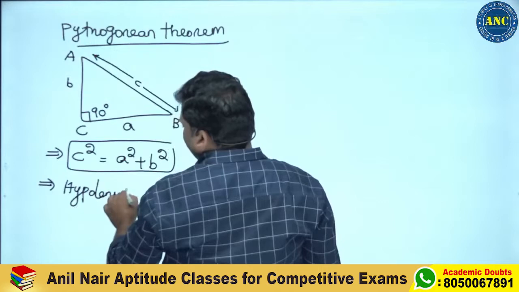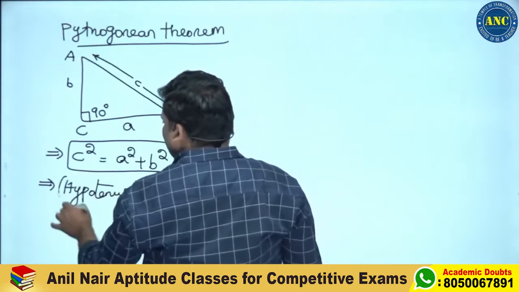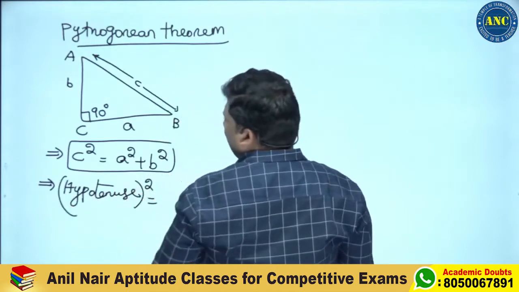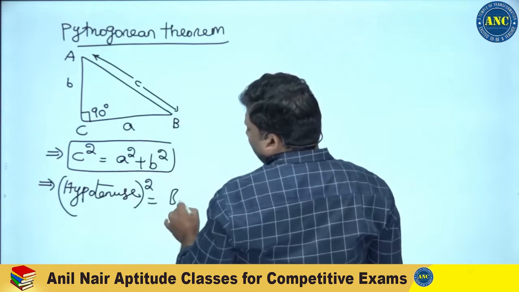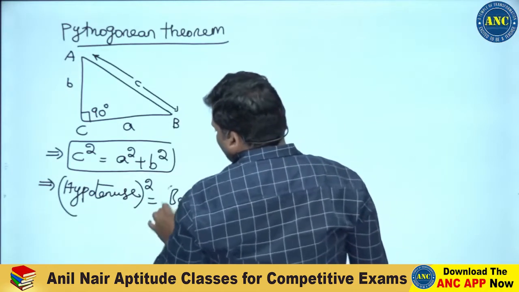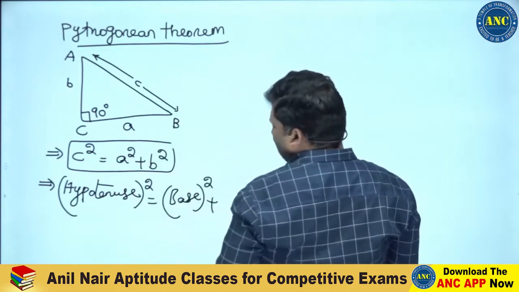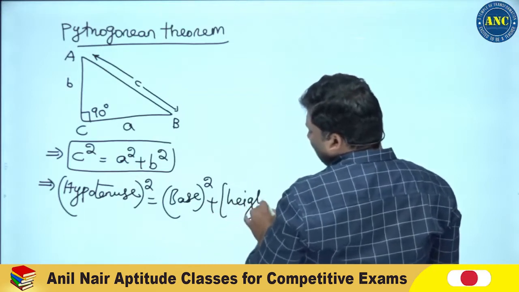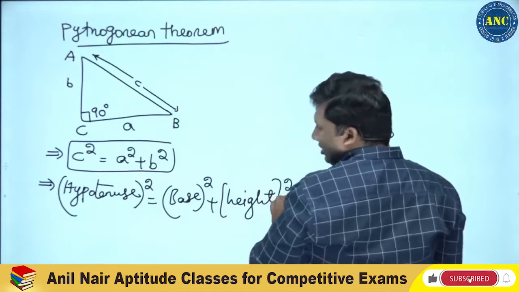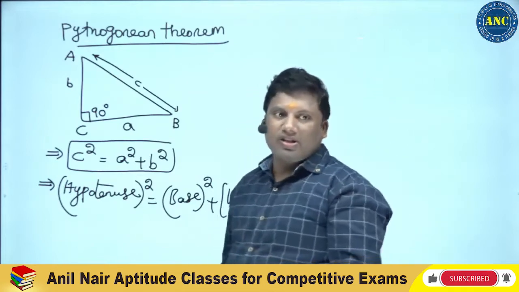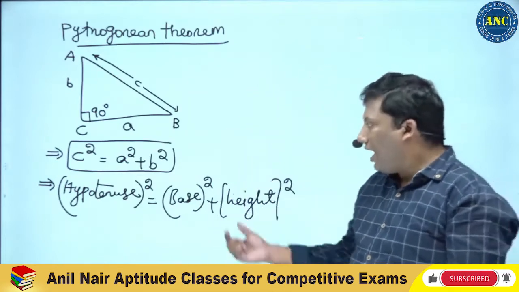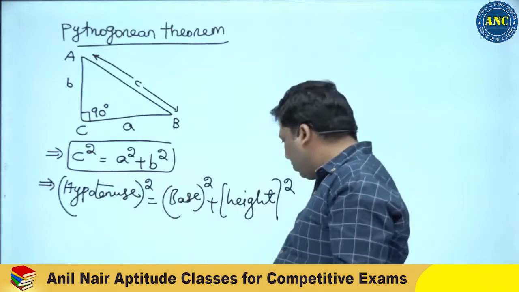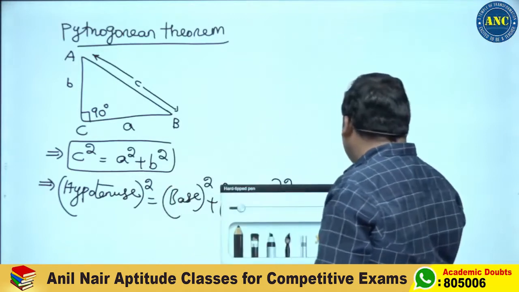Hypotenuse whole square is equivalent to a, which is the base, whole square, plus this is the height whole square. I hope the proof is clear. So if anybody asks for the Pythagorean theorem proof, this is the proof. Hypotenuse whole square is equivalent to base whole square plus height whole square.